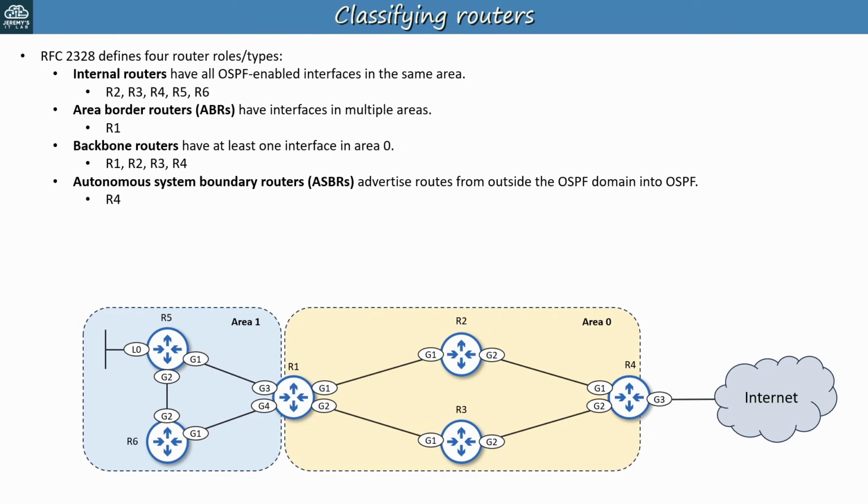So those are the 4 router roles: internal router, ABR, backbone router, and ASBR. Note that these roles are not mutually exclusive. For example, look at R4. All of its OSPF-enabled interfaces are in area 0, so it's an internal router, and also a backbone router. And since it advertises its default route to other OSPF routers, it's also an ASBR.